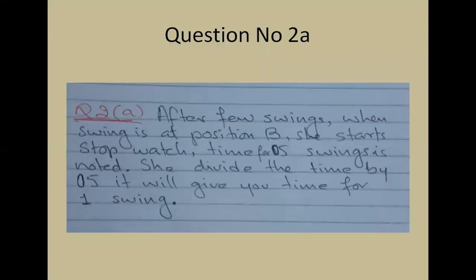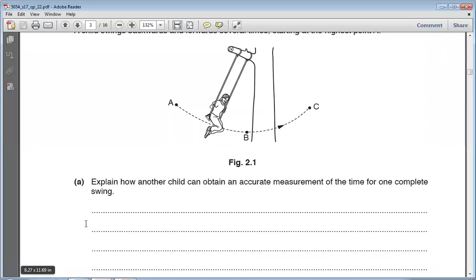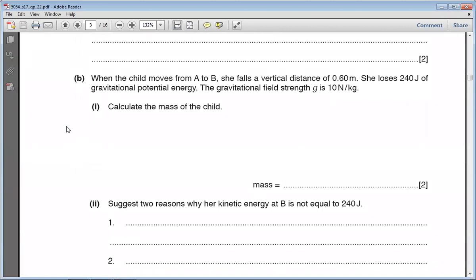After a few swings, when the swing is at position B, she starts the stopwatch. Time for 5 swings is noted. She divides the time by 5. It will give you the time for 1 swing. Hopefully you understand. Okay, so let's move to the next part. The next part is of 2 marks.